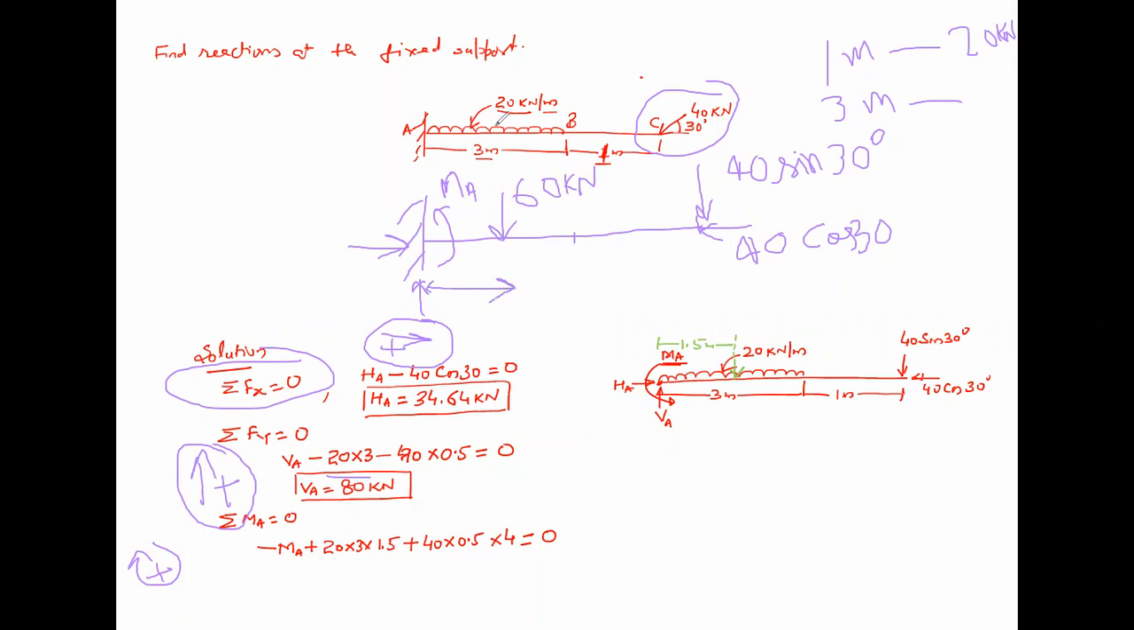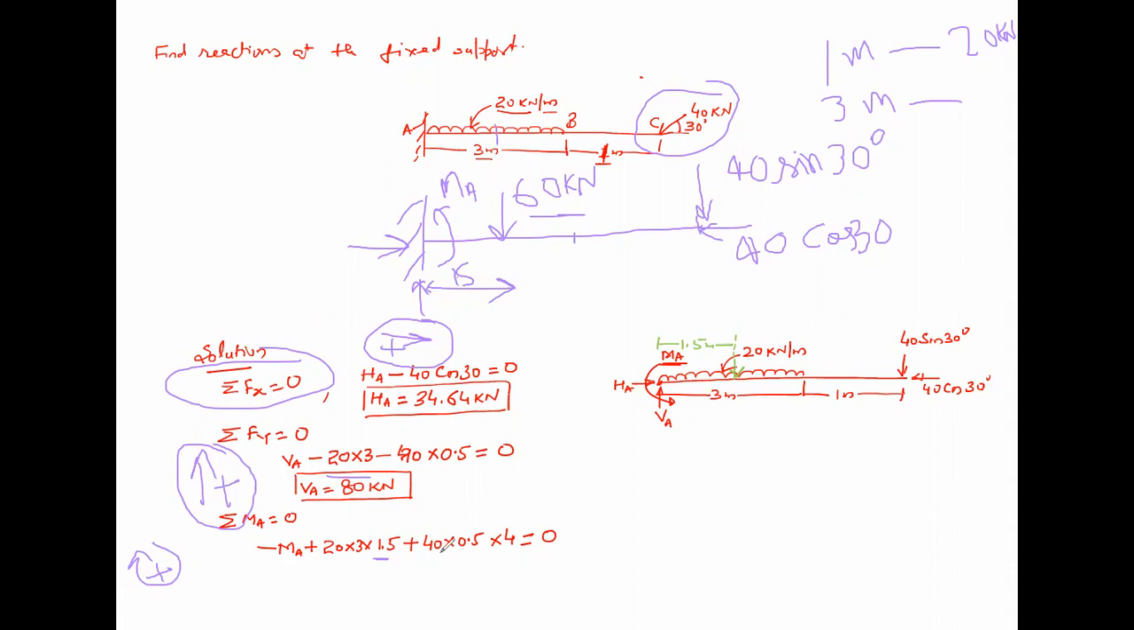Whenever you replace this UDL by a point load, you apply the point load in the middle of the UDL. So the UDL span is 3 meter long, so in the middle it is 1.5. That's why this distance will be 1.5. Okay, so 20 into 3 is 60, and 60 into the perpendicular distance 1.5 is the moment produced by UDL.